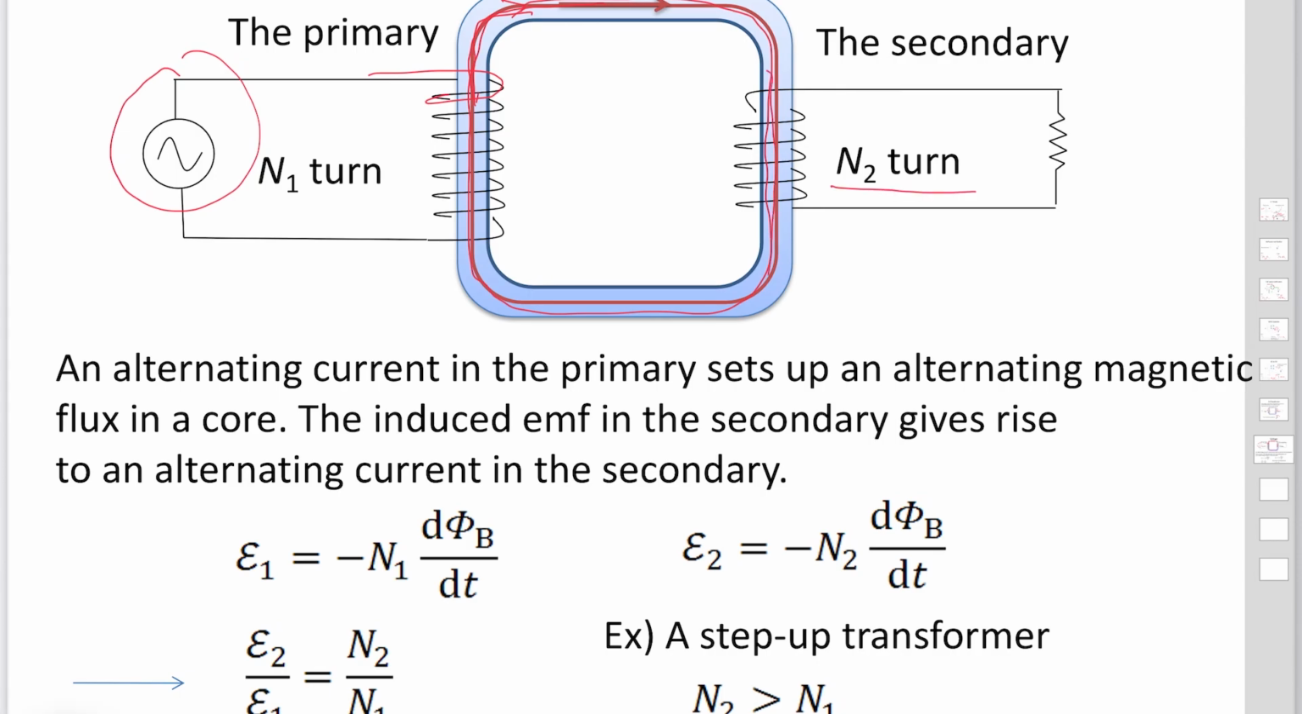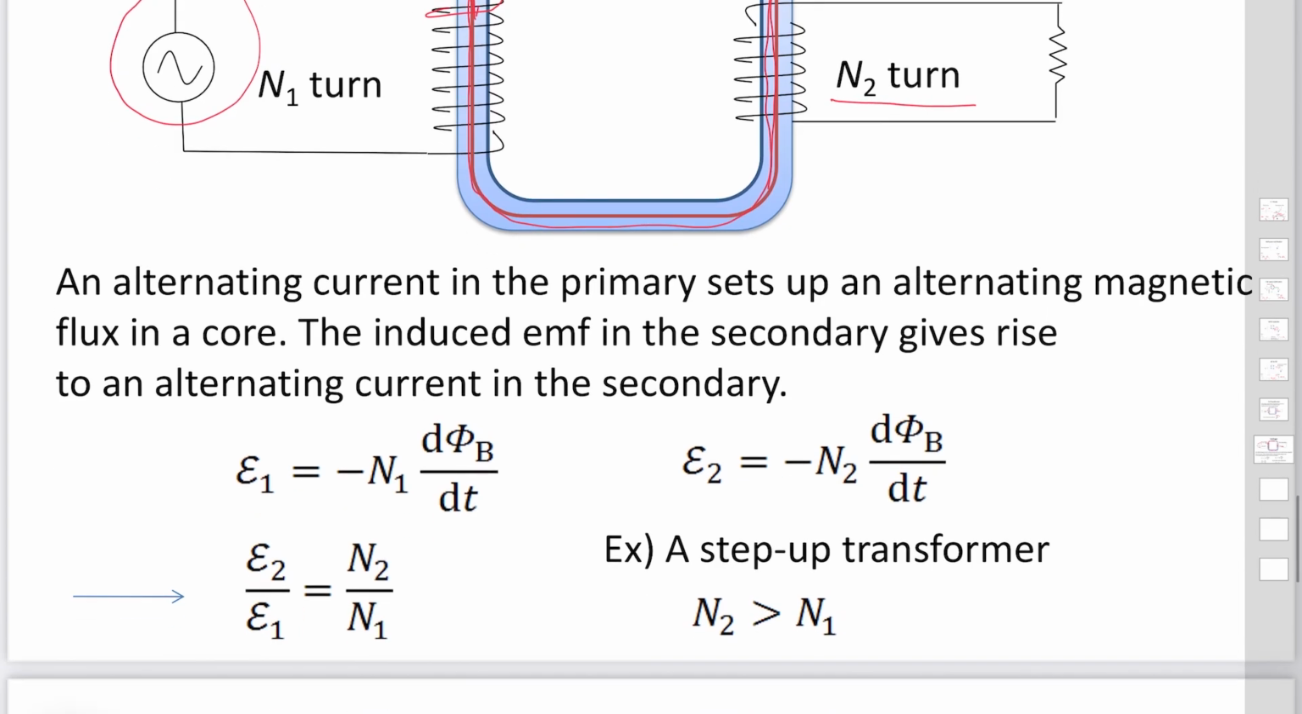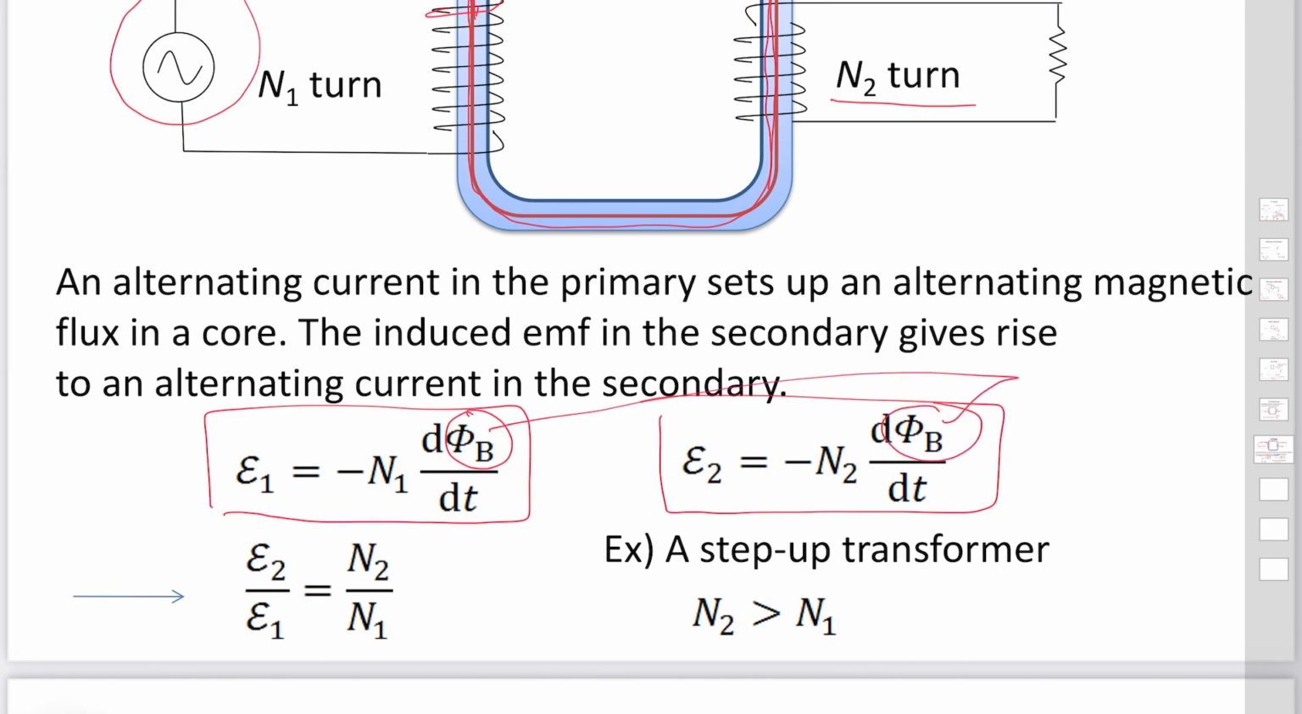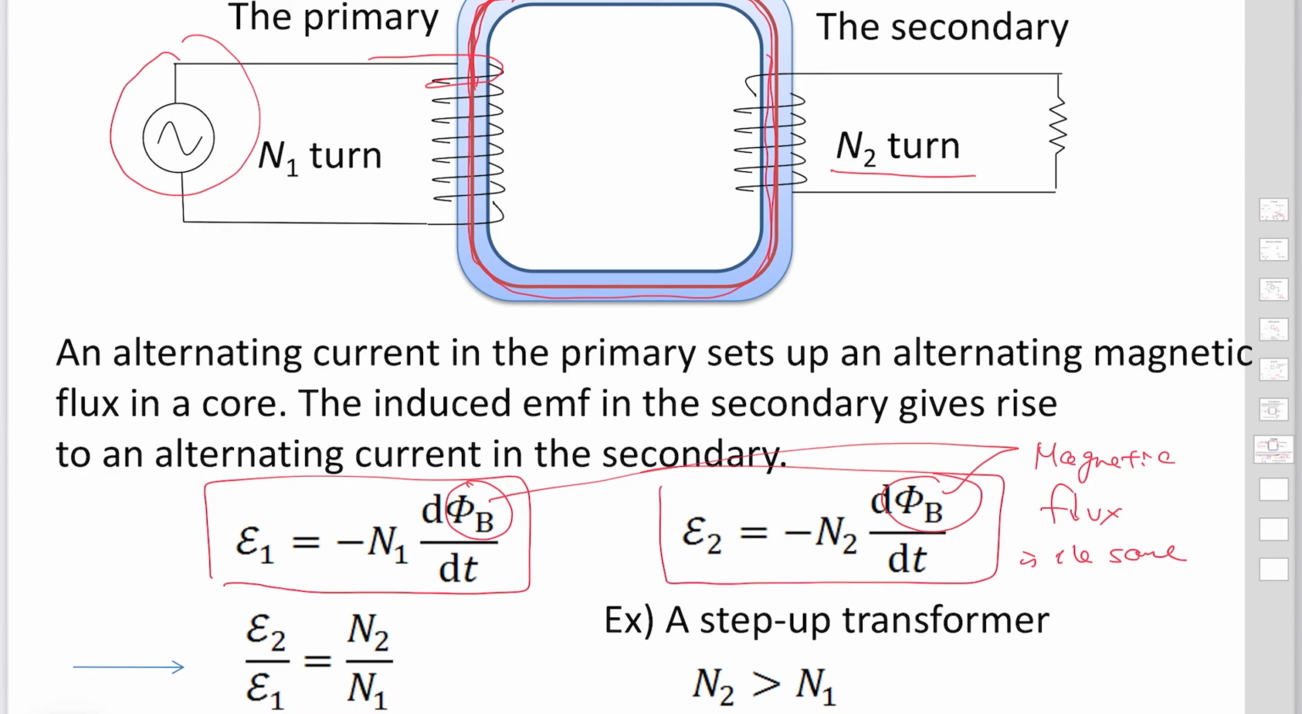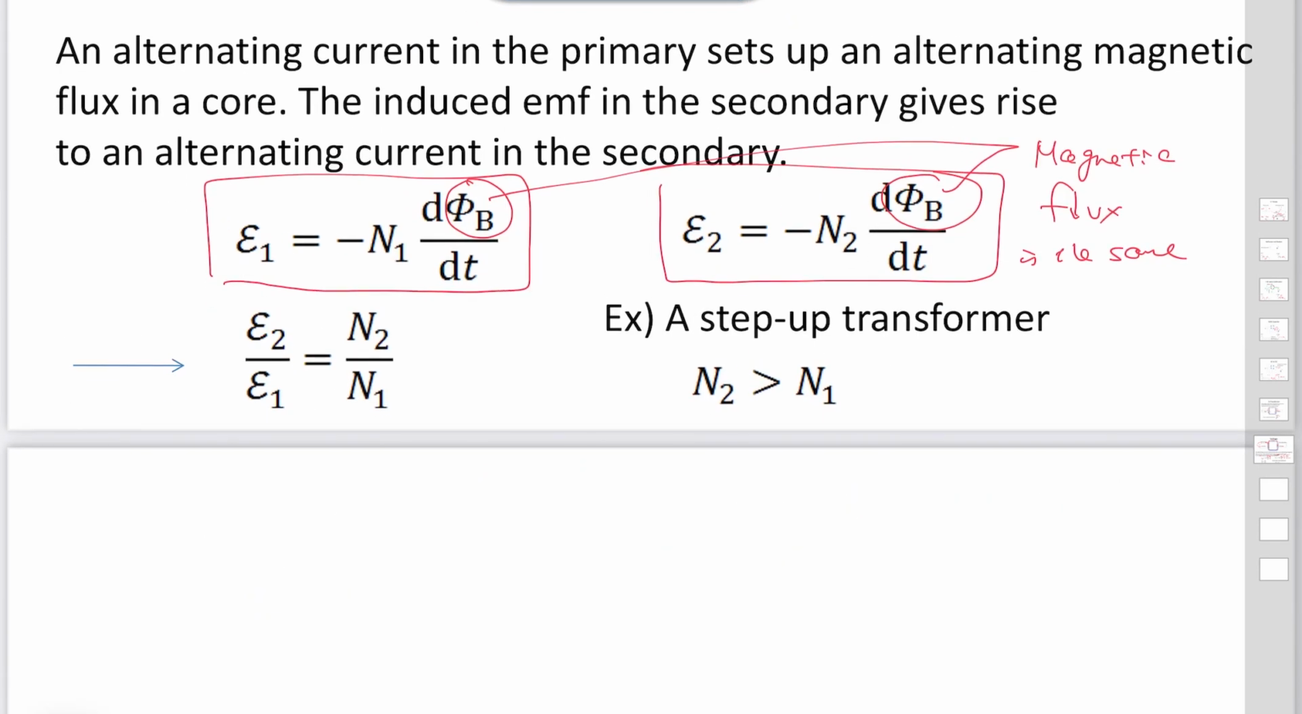So we'd like to find the induced EMF using Faraday's law. So E sub 1 is minus N sub 1 turns times the derivative of the magnetic flux with respect to time. And E sub 2 is minus N sub 2 times the time derivative of the magnetic flux. This magnetic flux is the same for both coils. So if you take the ratio of these two, E sub 2 over E sub 1, it becomes N sub 2 over N sub 1.